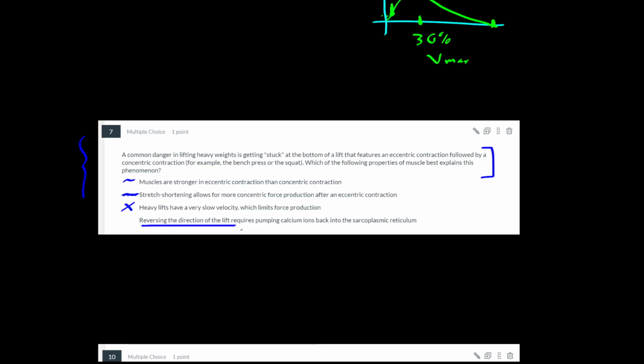And then this one is also a bit of a misdirection. We didn't really learn anything about changing the direction of force production having anything to do with calcium. So I'll definitely have to curve this one, because I think both of these, even though I don't think we actually talked too much in this class about stretch shortening, because I'm going to talk about that in Unit 4, I do think either of these are reasonable, so I will definitely curve this one.